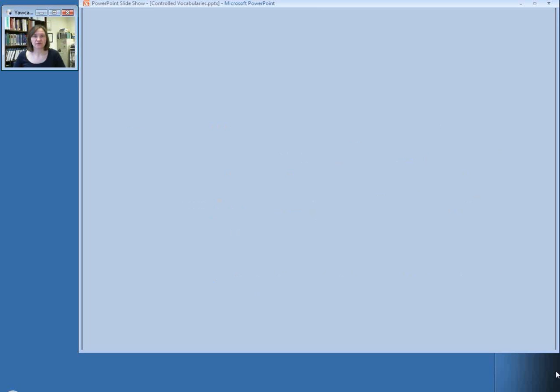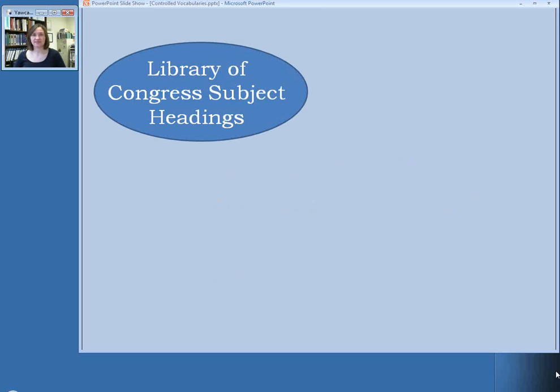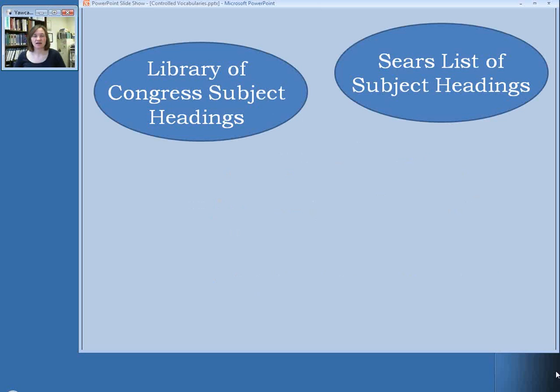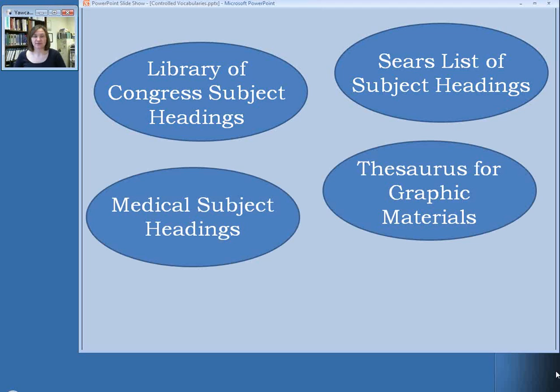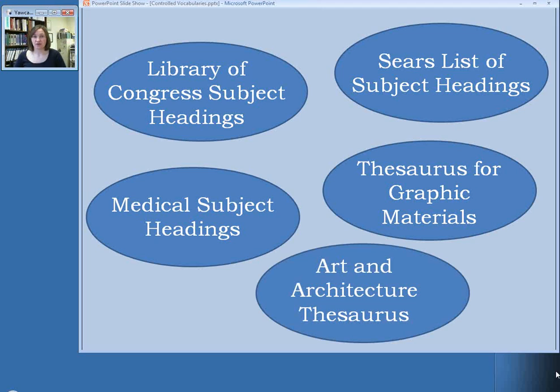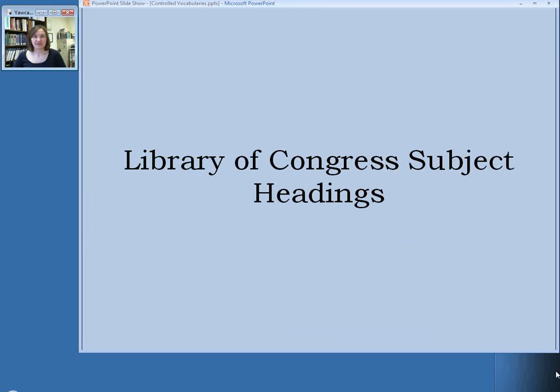Some examples of controlled vocabularies are the Library of Congress subject headings. There are also the Sears list of subject headings. The National Library of Medicine has medical subject headings. There are also some vocabularies that deal with specific types of materials, like the thesaurus for graphic materials, or the art and architecture thesaurus. As is probably obvious from the title of this class, we are going to be talking about the Library of Congress subject headings over the next few weeks.